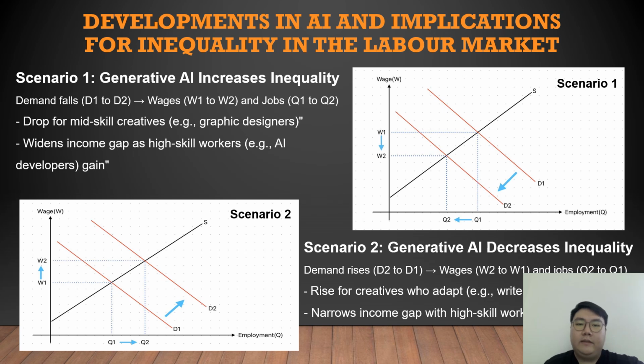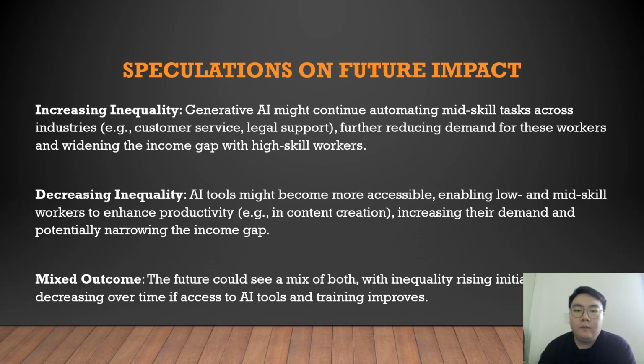For this scenario, it is assumed that many workers can adapt to AI, and high-skilled wages grow slowly with a constant labor supply. Looking ahead, generative AI might continue automating mid-skill jobs across industries like customer service, further increasing inequality by widening the income gap. Alternatively, if AI tools become more accessible, low and mid-skill workers could use them to enhance productivity, increasing their demand and decreasing inequality. The future likely depends on access to training and how widely AI benefits are shared across the workforce.